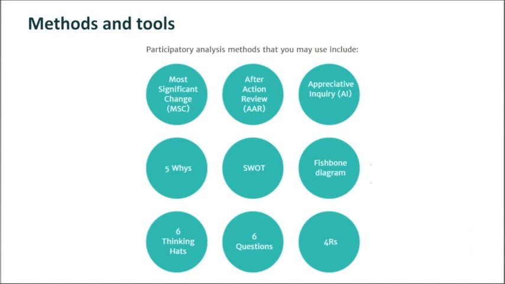The fishbone diagram, also linked with the five whys, to really see the causes and the effects. The six thinking hats, to give different perspectives from different types of participants. The six questions, which are who did what, when, where, how, and the four R's, which is more about the relationships. So we are trying to have as many facilitation methodologies as possible so that in small groups you can try to identify the information.